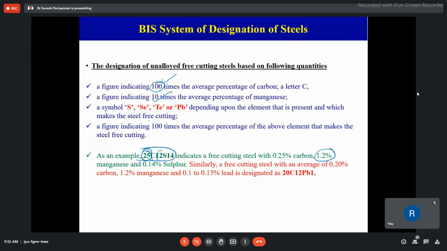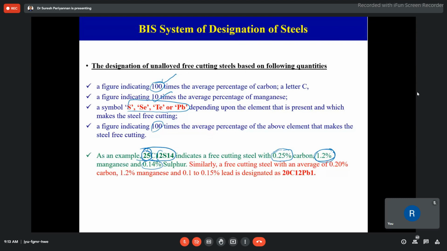Sulfur is the third element. We are considering this a free cutting steel, so these are the compositions used in free cutting steel. In the last step, 14 divided by 100 gives 0.14%. Finally, we have to understand that this is 0.25% carbon, 1.2% manganese, and 0.14% sulfur in the designation.